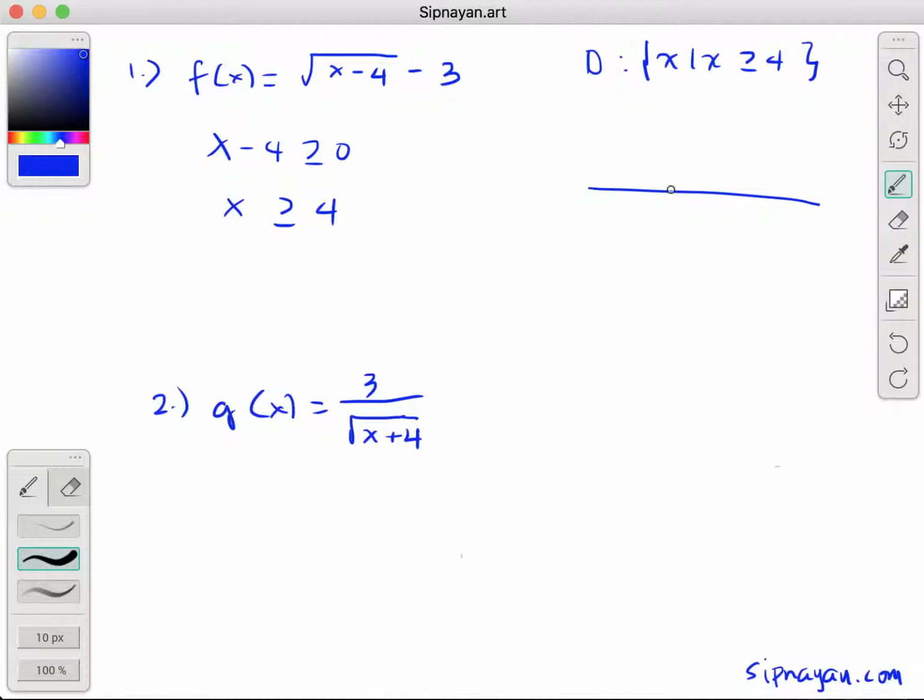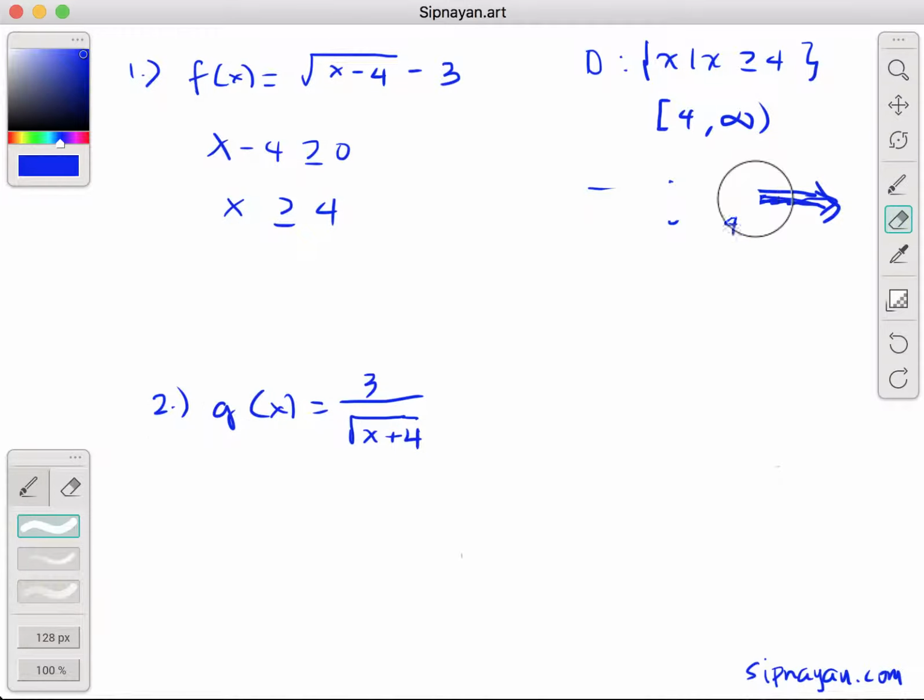Pero in interval notation, this is 0, this is 4. So, from 4 up to, number line yan, 4 pataas, no? So, from 4, papunta sa positive infinity. So, lahat ng numbers na to, yan yung domain ng ating function.